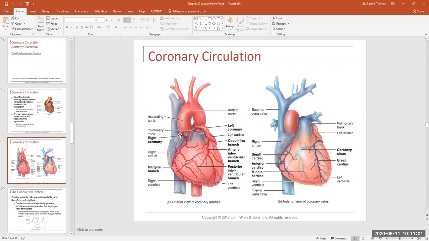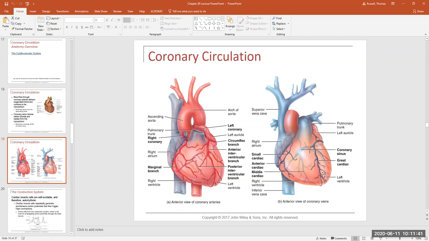Of the two branches of the right coronary artery, one goes down the right lateral side of the heart; it's called the marginal branch. The other branch goes down the posterior sulcus on the back. That's called the posterior interventricular branch, or the posterior interventricular artery. The left coronary artery branches into a big artery that goes down the anterior sulcus of the heart, so that's the one on the front. It's called the anterior interventricular artery or branch, and a branch that goes down the left lateral side of the heart is called the circumflex branch.